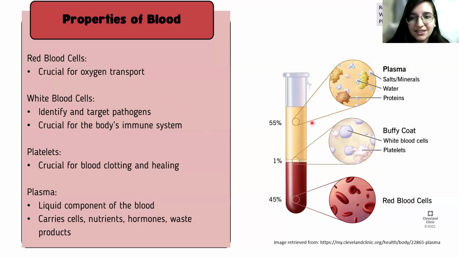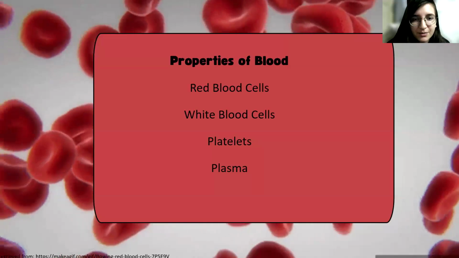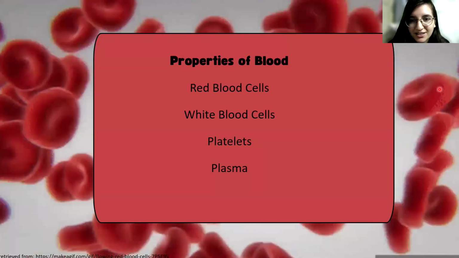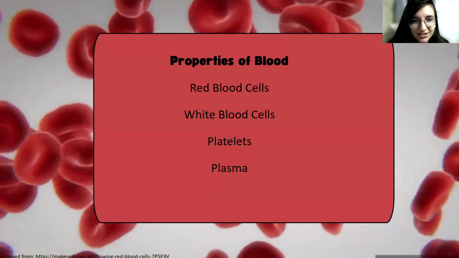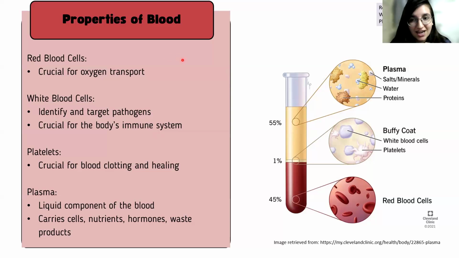So let's look at the function of each of these. Red blood cells. So you can see the red blood cells here. We have studied the red blood cells before. Remember in the first lecture, we mentioned the disc shape because they carry oxygen, and also that they don't have a nucleus, so that they have more capacity for carrying oxygen. So the red blood cells are crucial for oxygen transport because oxygen binds to the red blood cells.